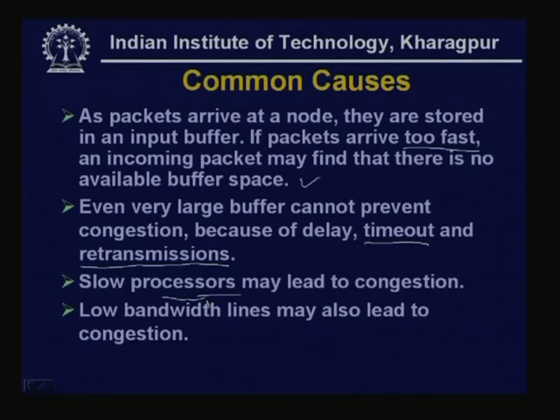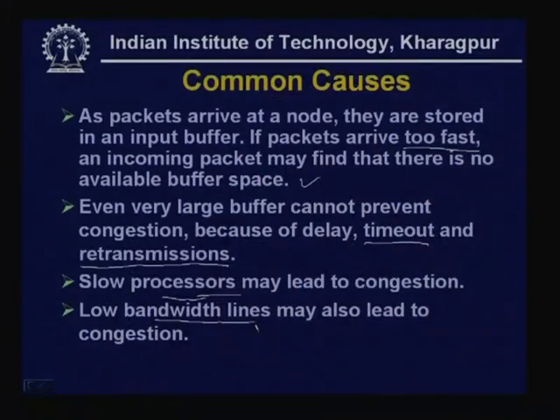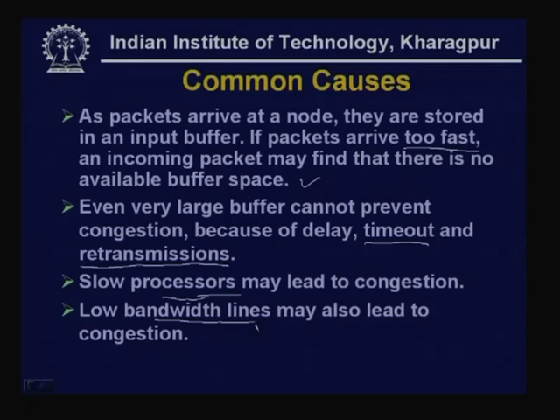Then the low bandwidth lines may also lead to congestion. As we know, the network may have links of various data rates or data line capacity, and as a consequence, if the bandwidth of a particular link is small, even that can lead to an increase in congestion, because the buffer size will increase and the packet may not be delivered. So these are some of the common causes of congestion, and as we shall see, the effect of these causes can be minimized.